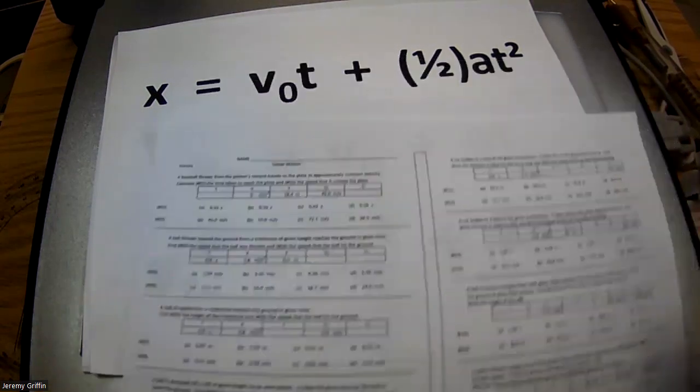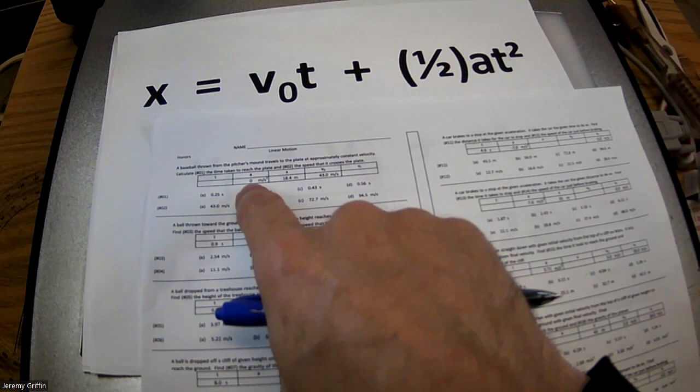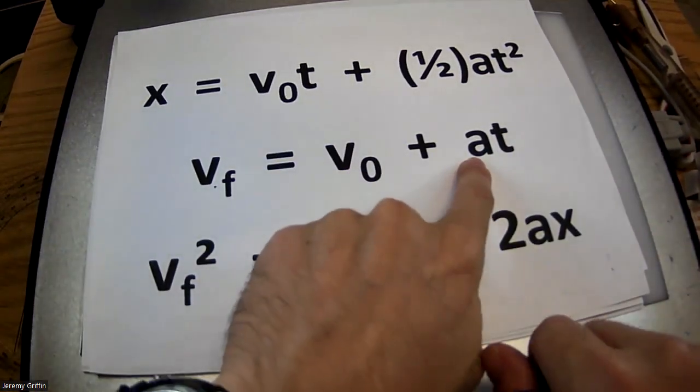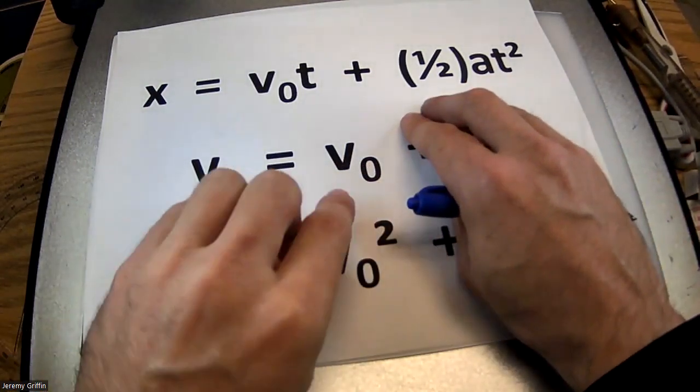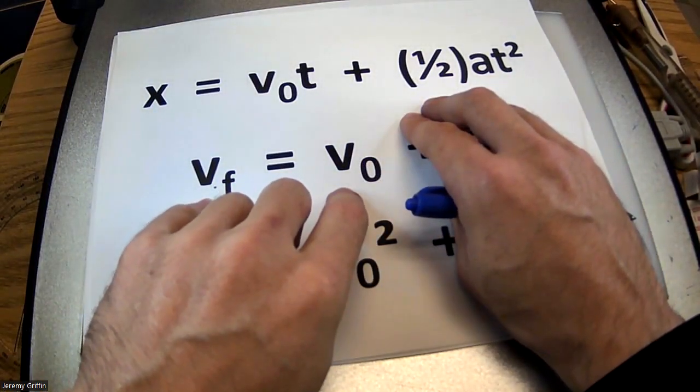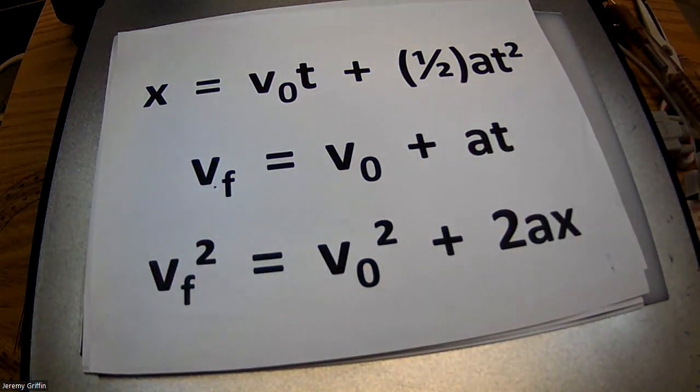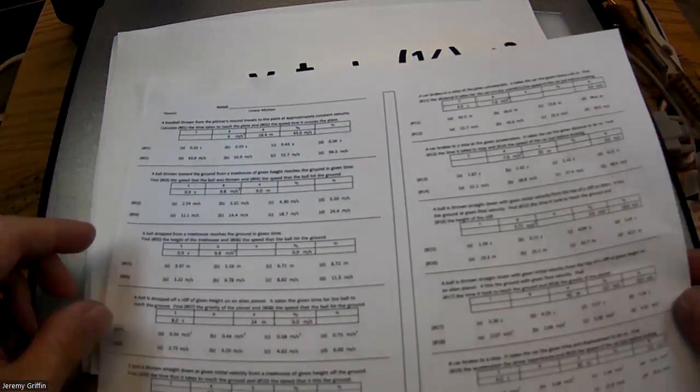Because here's what we're saying. If this a is truly 0, if this a is 0 meters per second squared, then final velocity is initial velocity, right? It doesn't change because you're not speeding up or slowing down. Just constant velocity. Okay, so that's that one out of the way.